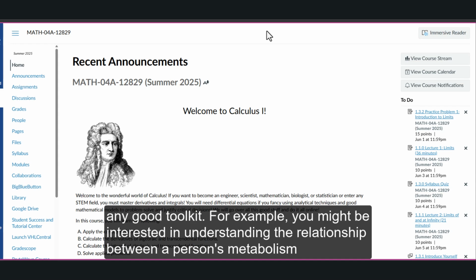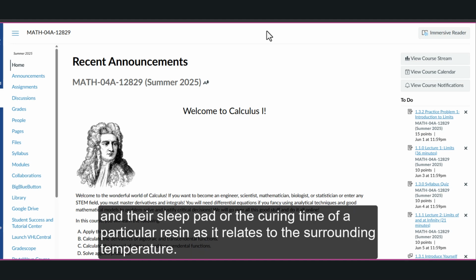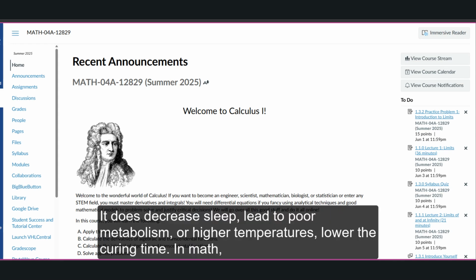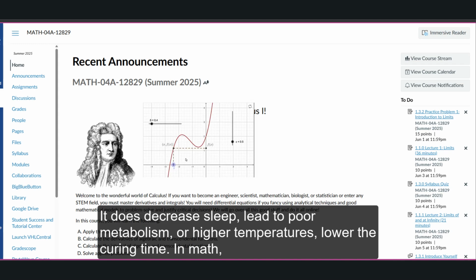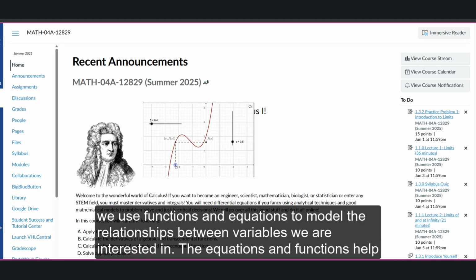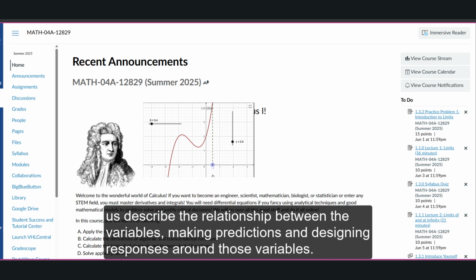For example, you might be interested in understanding the relationship between a person's metabolism and their sleep patterns, or the curing time of a particular resin as it relates to the surrounding temperature. Does decreasing sleep lead to poor metabolism, or do higher temperatures lower the curing time? In math, we use functions and equations to model the relationships between variables we are interested in. The equations and functions help us describe the relationship between the variables, making predictions and designing responses around those variables.